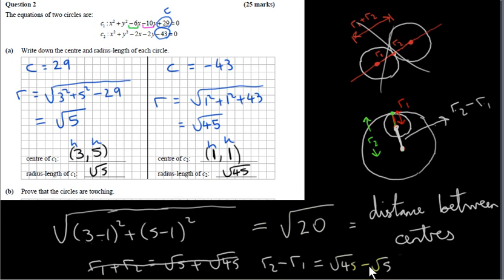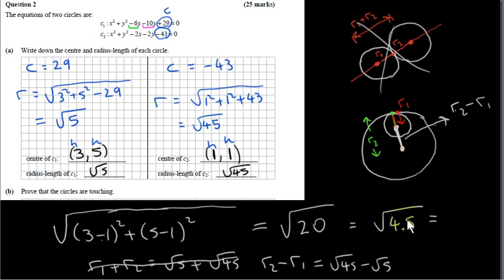Well, you can simply go to your calculator, but I'm just going to be awkward and write root 20, breaking down these surds. Root 20 is the same as root 4 times 5, which is root 4 by root 5, or 2 root 5. Root 45 can be written as root 5 times 9. 5 nines are 45, so that's root 5 by root 9, or 3 root 5.